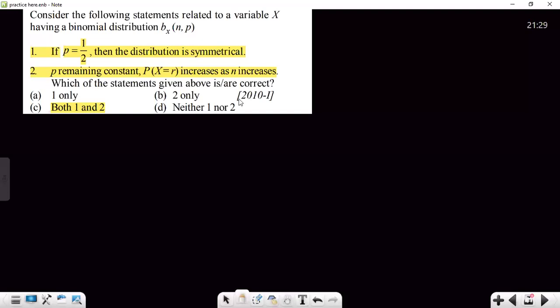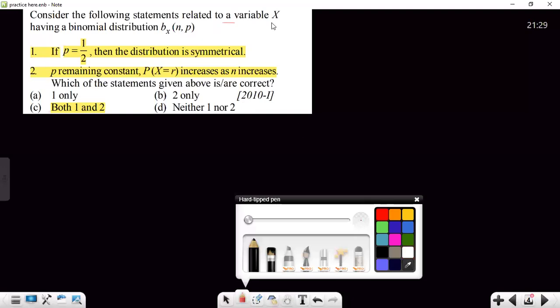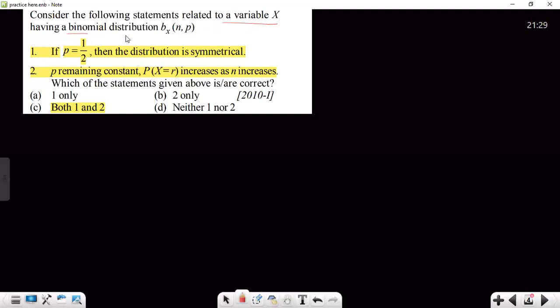See here. Consider the following statements related to a variable x having a binomial distribution B(n, p). In a binomial distribution, p is half here. The probability of success is half here. Then the distribution is symmetrical.